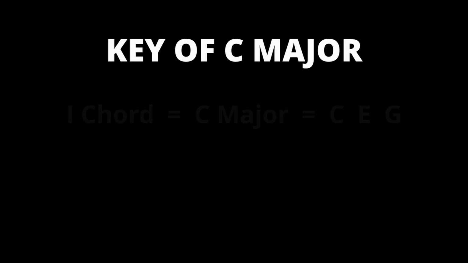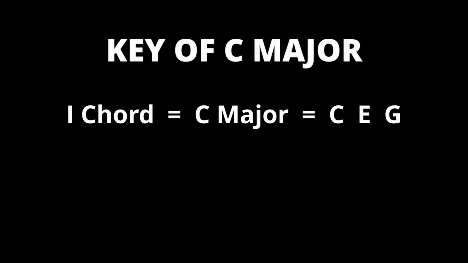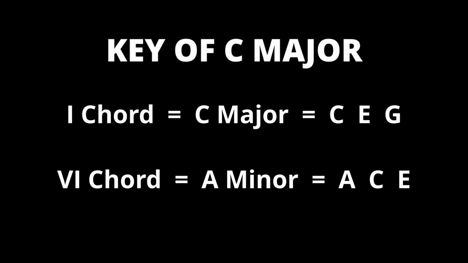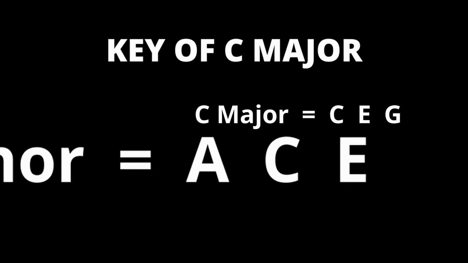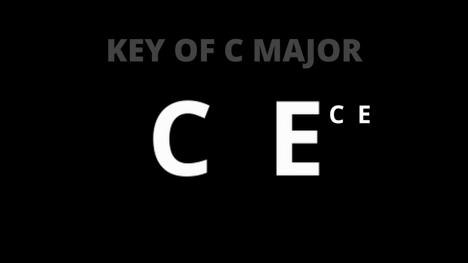The 1 chord is C. This is constructed with the notes C, E, and G. We know that the relative minor of 1 is 6. In the key of C major, this is A minor. A minor is constructed with the notes A, C, and E. The common notes are C and E between the 2 chords.